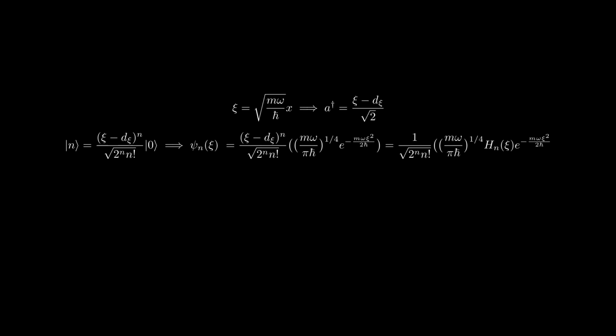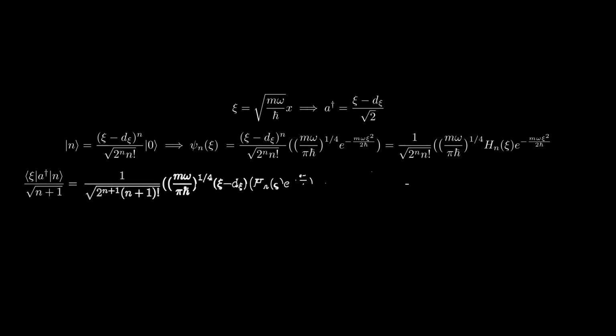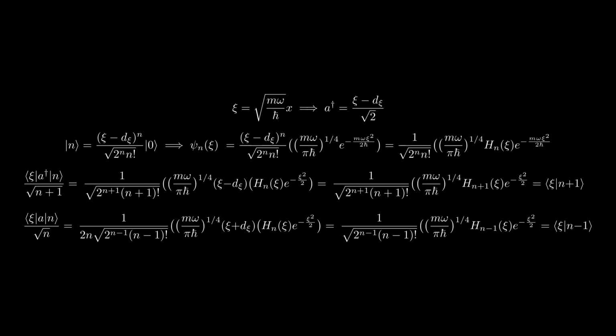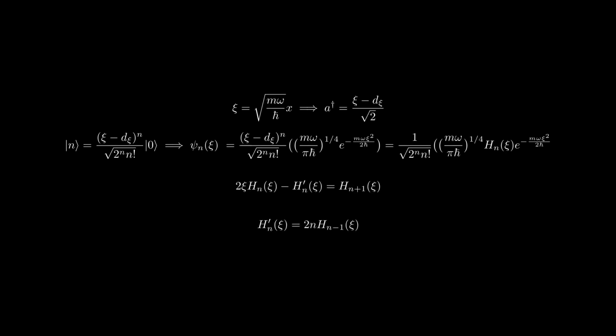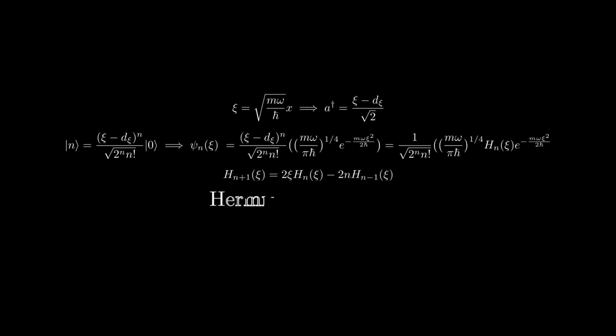To determine this polynomial, we can obtain the following two recurrence relations by considering the action of either a dagger over square root of n plus 1 or a over square root of n on the nth excited state. Eliminating the derivative term gives us the following recurrence relation. This is precisely the recurrence relation for the Hermite polynomials.